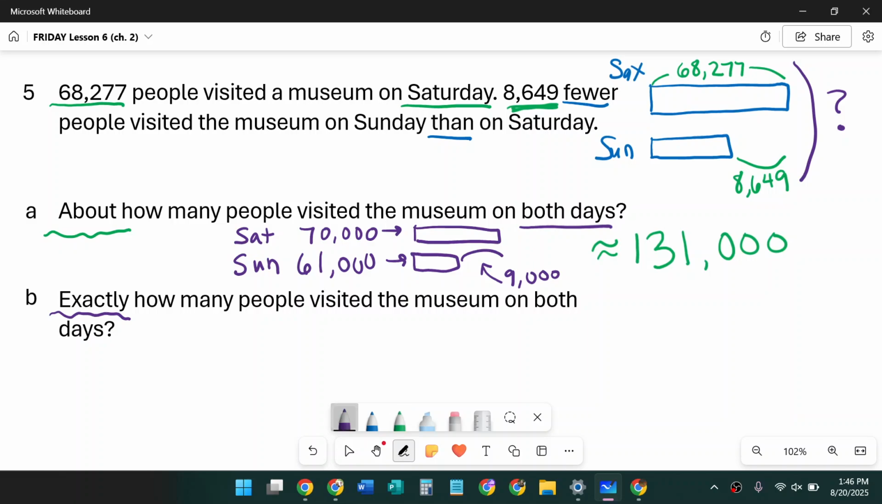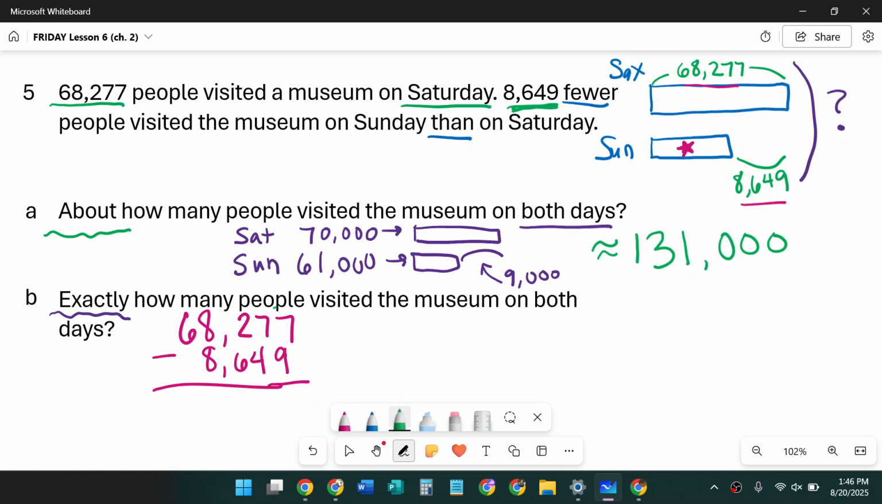Now let's do it for real. Let's pick a different color. All right, so if I want to start with figuring out Sunday, so I can add Saturday and Sunday, I need to take 68,277 and subtract the real number. And those two numbers came from here and here, and I'm subtracting them so I can find Sunday.